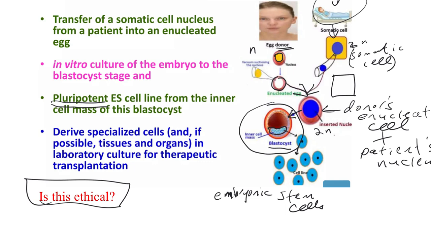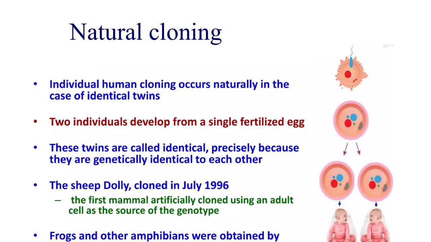Okay, other people say, no, no, no. These are not people. They're embryos. They're not at all people. And there's that whole argument that us Catholics believe that you are a person as soon as you become a zygote. So like I said before, you can get natural cloning that produces identical twins.